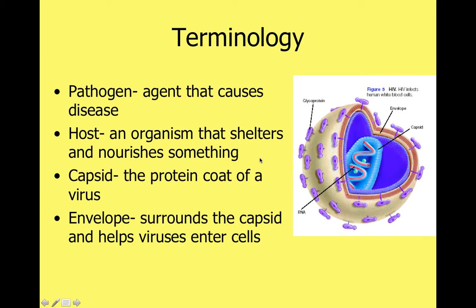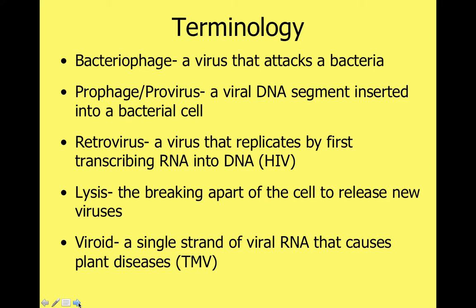So we've got a little bit of terminology. I'm going to go through this fast so you can pause the video and write it down. A pathogen is an agent that causes disease. A host is an organism that shelters or nourishes something else, where an organism invades a host and uses its nourishment to keep its body alive. A capsid is a protein coat on a virus, the surrounding of a virus. An envelope surrounds the capsid and helps the virus enter a cell.